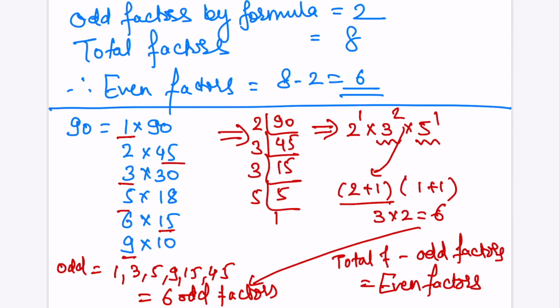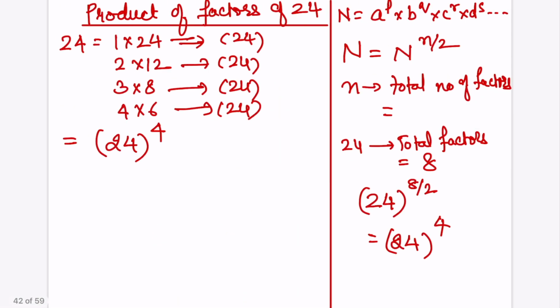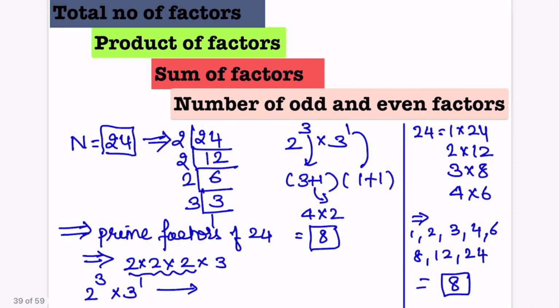So in this way we have found out the sum of factors, total number of factors, product of factors, and number of odd and even factors from a simple example of a composite number 24.